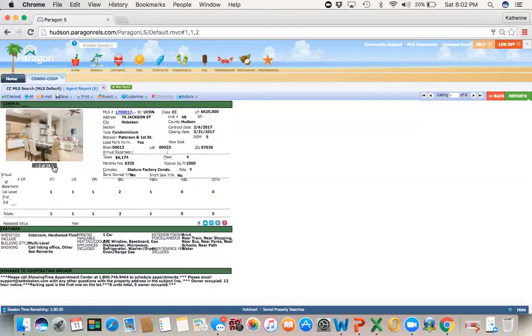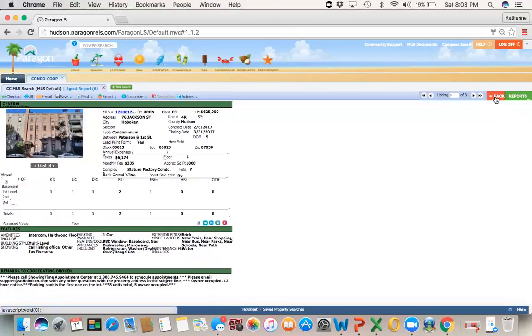So this one, it's big. It's not as cool. And it has a parking spot. So we could take into account, let's say, $25,000 off for the parking spot. Okay, it's pretty baller.